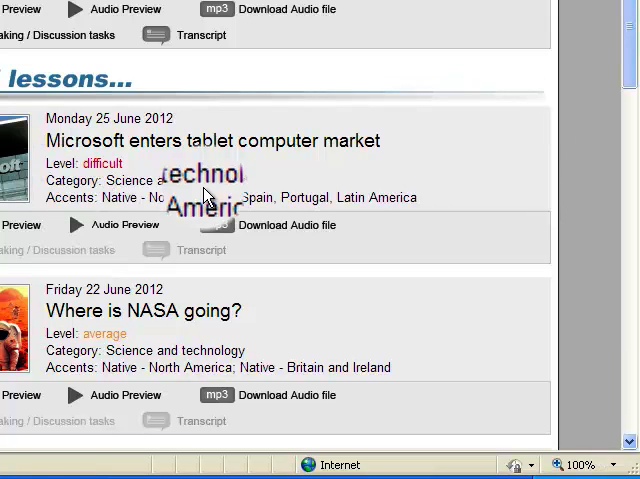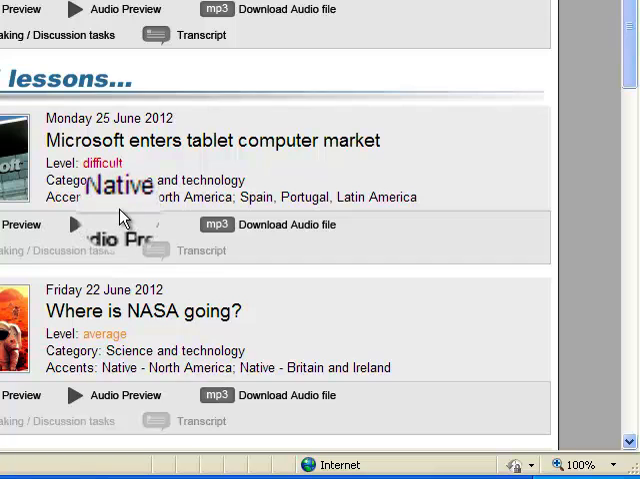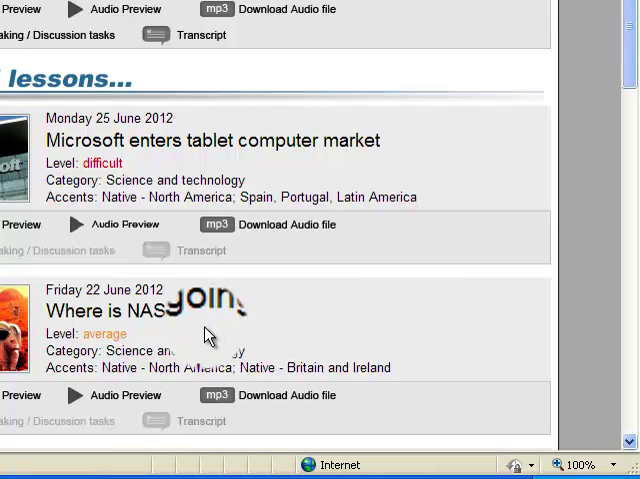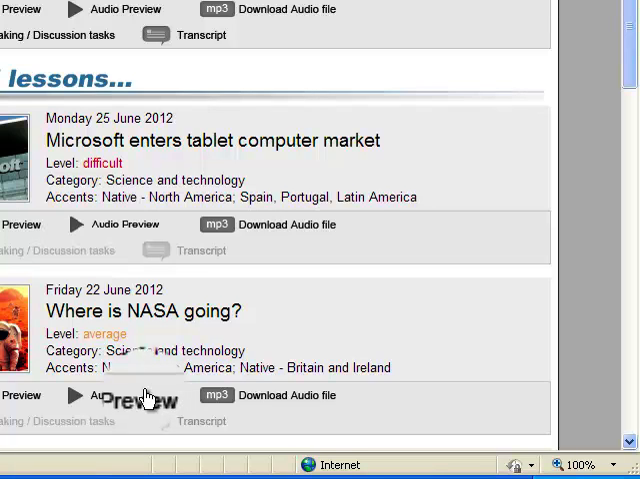Now, this one says Microsoft enters tablet computer market, level difficult. Category science and technology, and here are the accents for this topic: native, North America, Spain, Portugal, Latin America. Look at this one. Where is NASA going? Level average. Category science and technology, accents: native North America, native Britain and Ireland. So I don't know any other website that has accents that you can choose from. Easy levels to access for the news, and so many lessons.